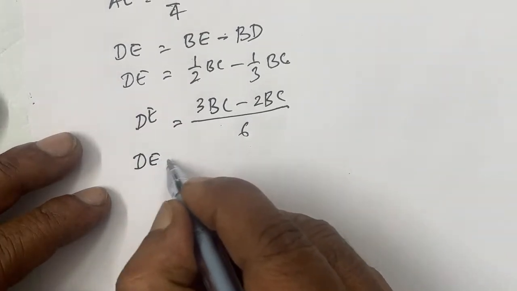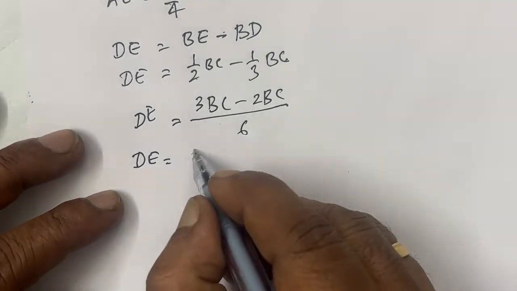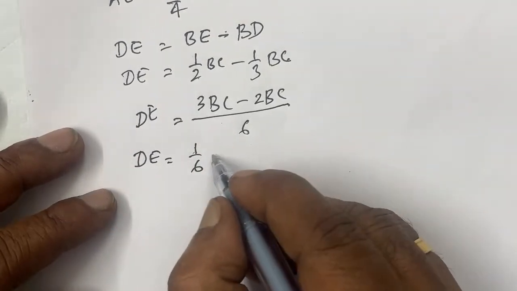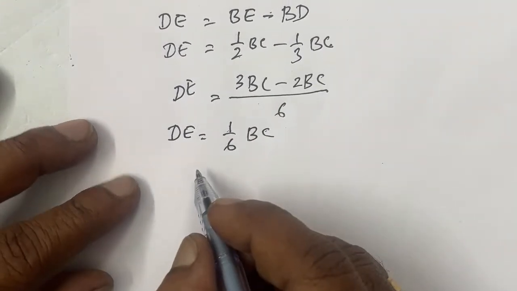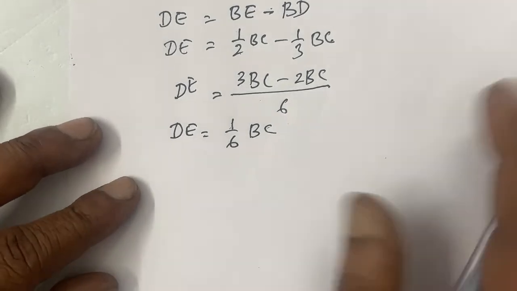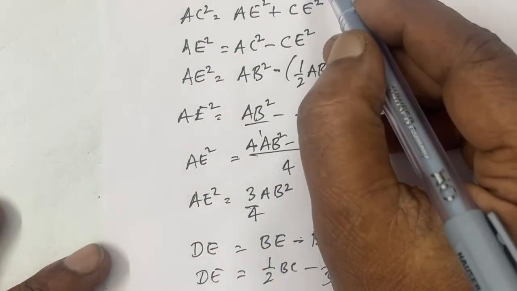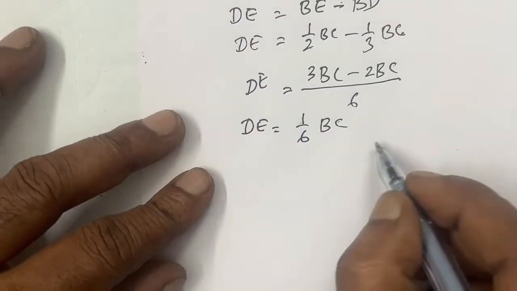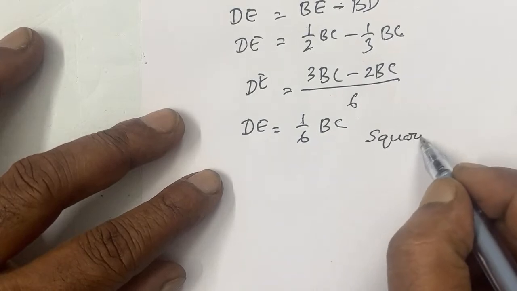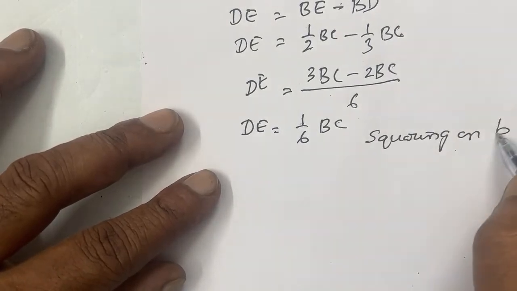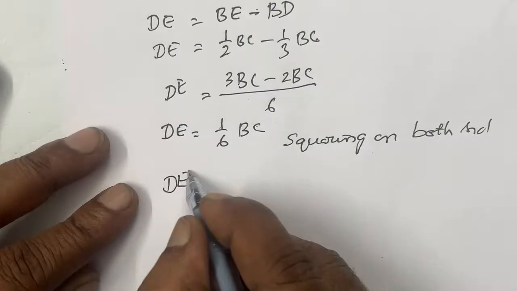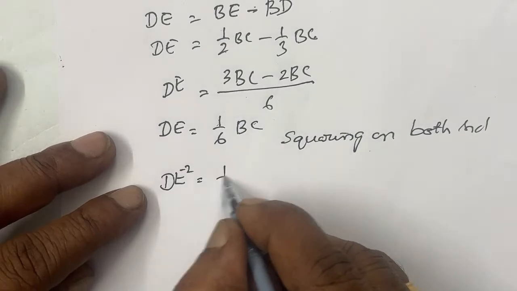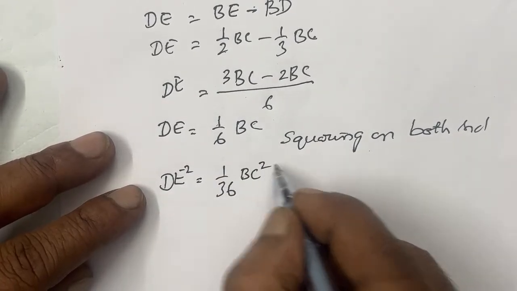So DE is equal to only 1 by 6 BC I will get here, because 3 BC minus 2 BC. Then here I want not just DE, I want DE square. For that purpose I am squaring on both sides. So DE square, and here 1 by 36 BC square I will get after squaring.